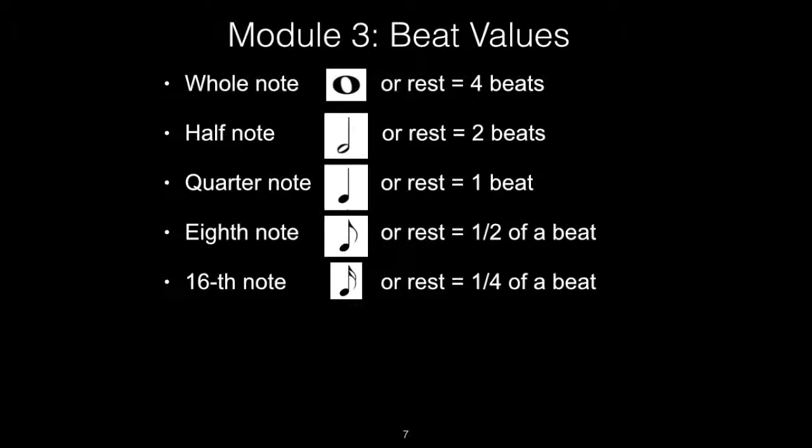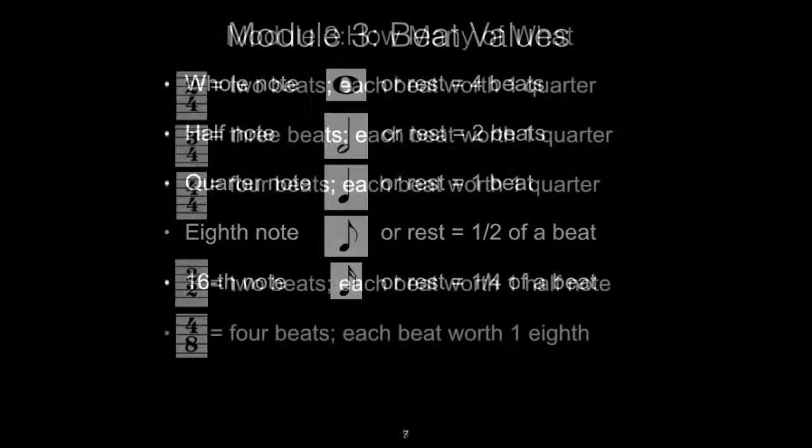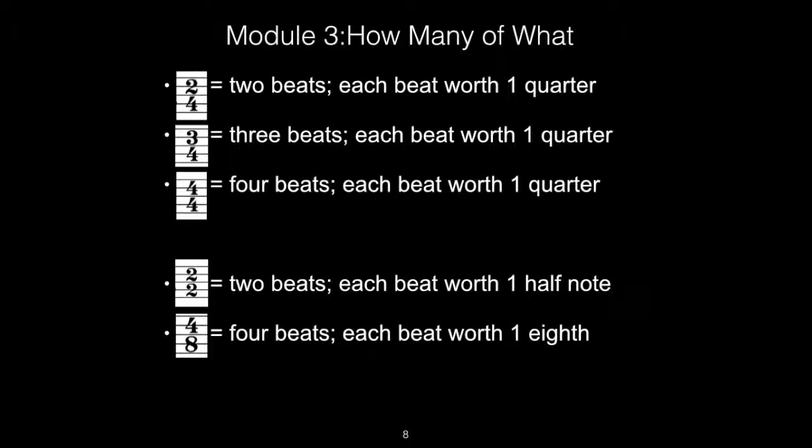Now that we know note and rest durations, we can more precisely assign meaning to the time signature. The first 3 time signatures here are the most frequently used. In 2 quarters, the top number 2 tells us that there are 2 beats. The bottom number 4 tells us that the beat unit is a quarter. Same for the next 2 examples.